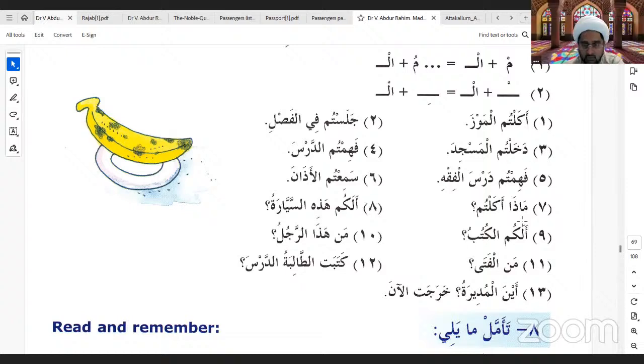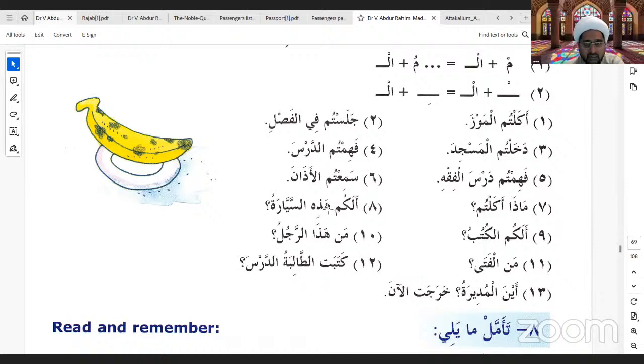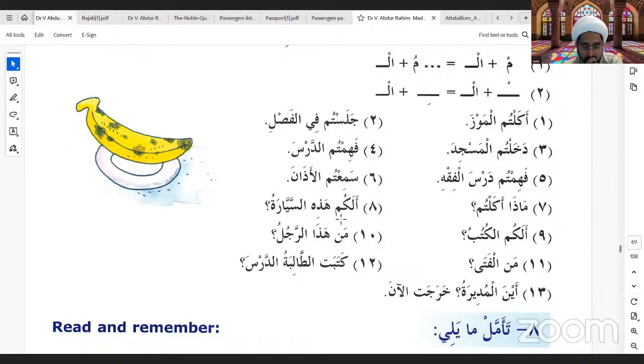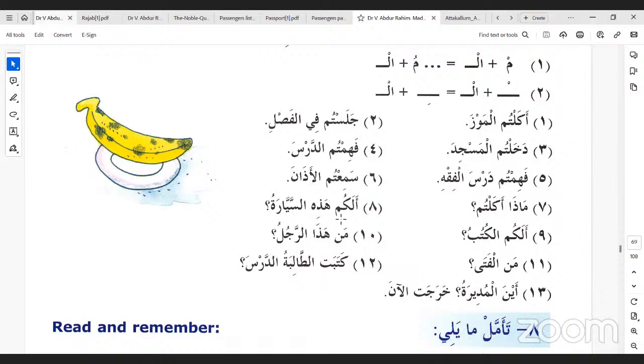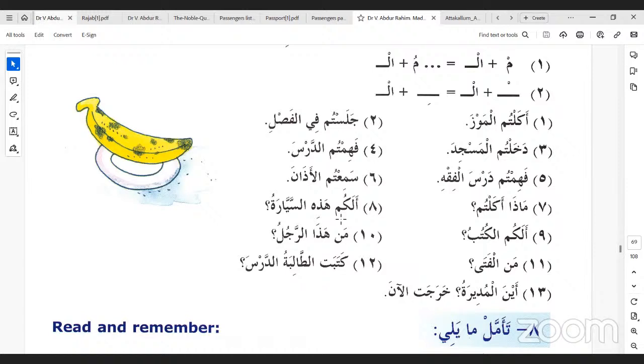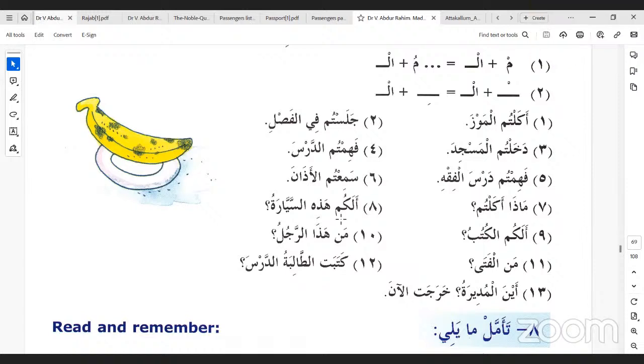Maza akaltum. What did you eat? Correct. And then alakum. No, alakum. There's no sakin after the mim. Okay, got it. So alakum remains alakum. Alakum hadhihi sayyaratu. Is this your car? Correct. Alakumul kutubu. Is this your book? Yep. Man hadha rajul.